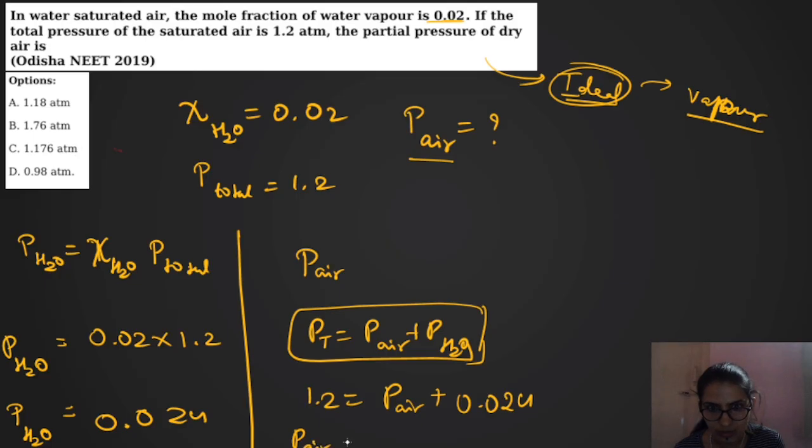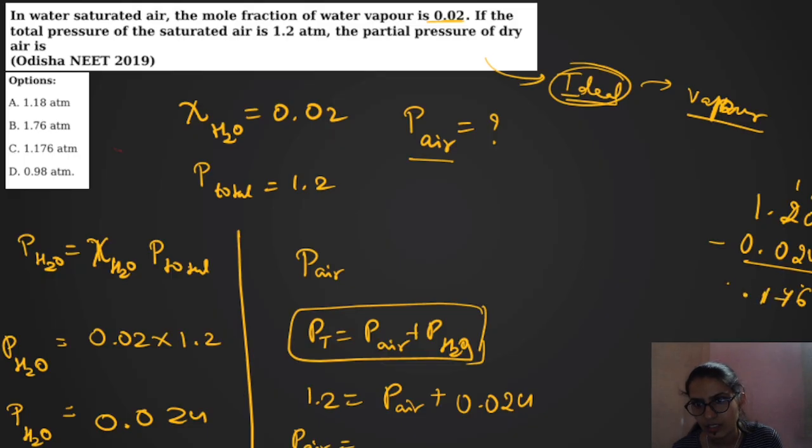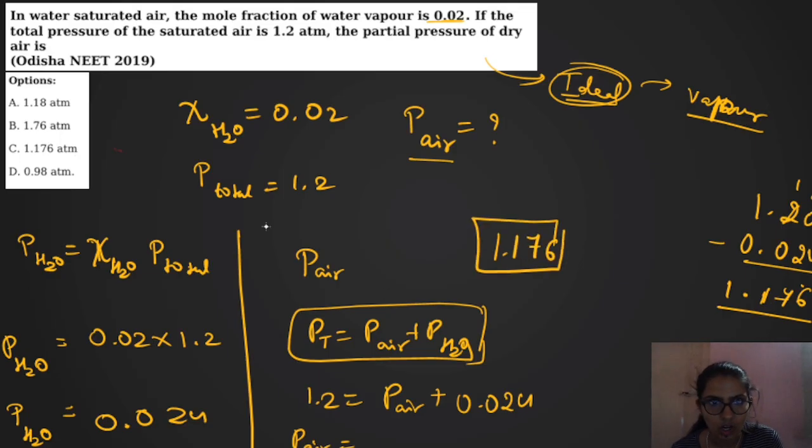So when I subtract its value, 1.2 minus 0.024. So we need to subtract this. When I subtract this, I'm going to get 6. This is going to be 9. This converts into 1, 1, 7, 1. So the answer here is 1.176. So option C is a correct answer.